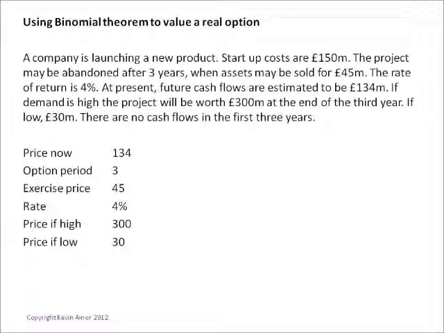The payout, if it goes up, it's worth 300, you can sell it for 45. So you won't use the option. The payout if it goes up is 0 because you won't use it. If it goes down, it's worth 30, but you could sell it for 45. So there is a 15 million payout if the price drops.